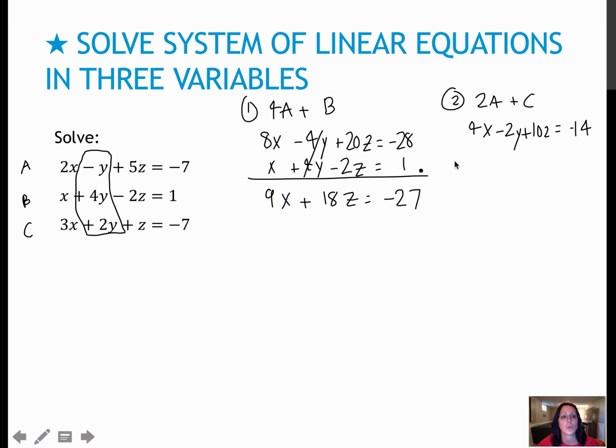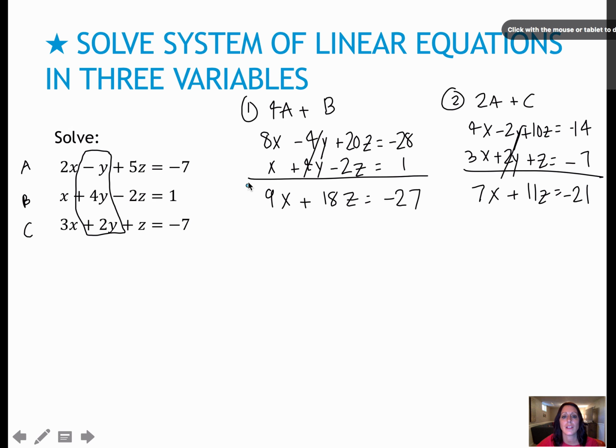And then, of course, just rewrite c. 3x plus 2y plus z equals negative 7. Adding these together, I get 7x plus 11z equals negative 21. This part's not going to be very much fun because notice 9 and 7 don't have a common factor. 18 and 11 don't have a common factor.